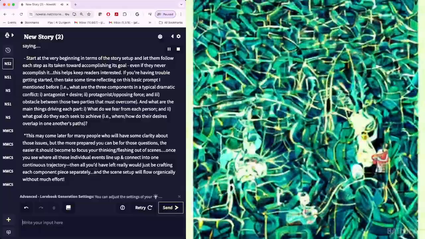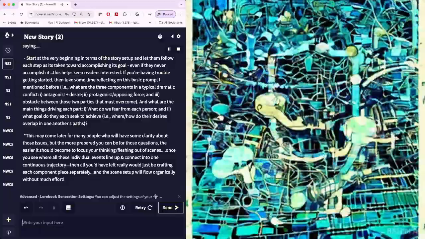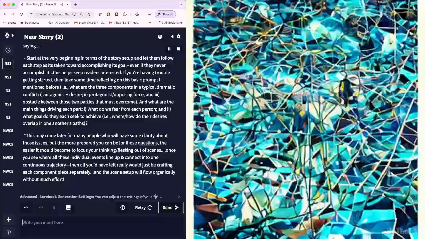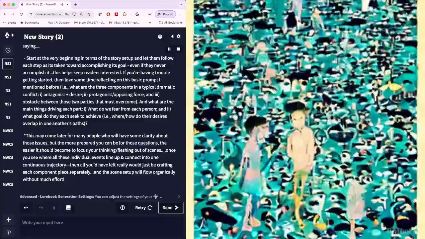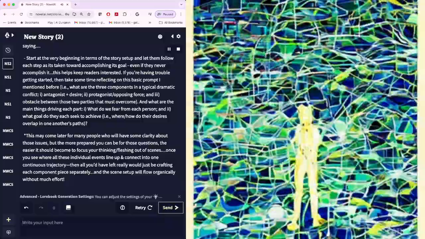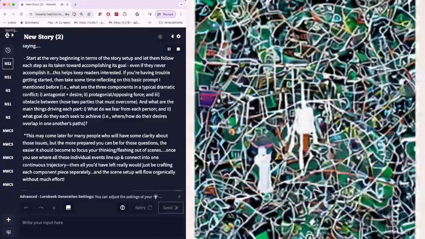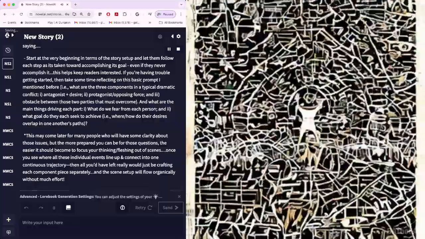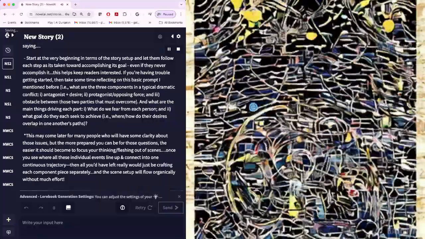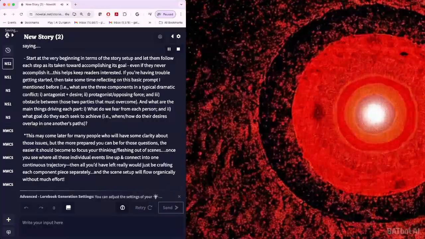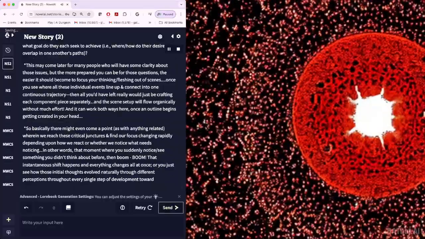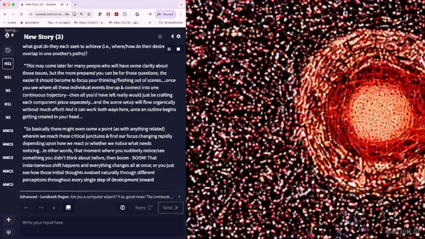This may come later for many people who will have some clarity about those issues, but the more prepared you can be for those questions, the easier it should become to focus your thinking/fleshing out of scenes. Once you see where all these individual events line up and connect into one continuous trajectory, then all you'd have left really would just be crafting each component piece separately, and the scene's setup will flow organically without much effort.